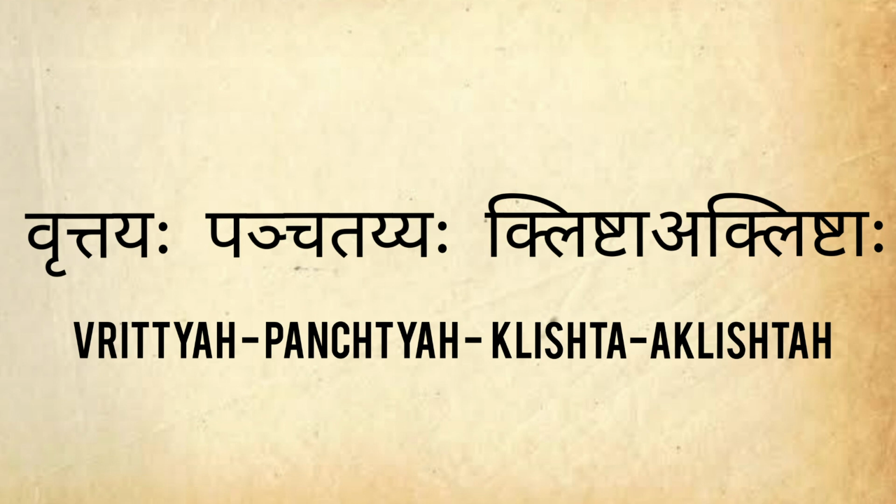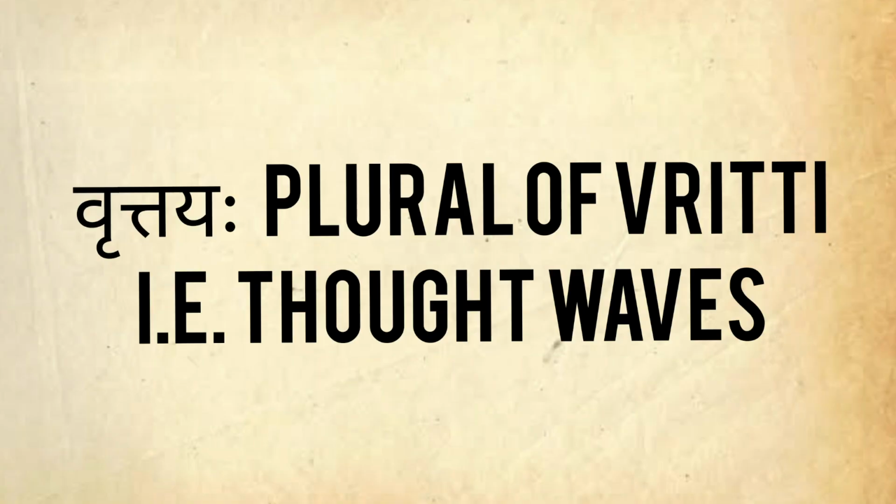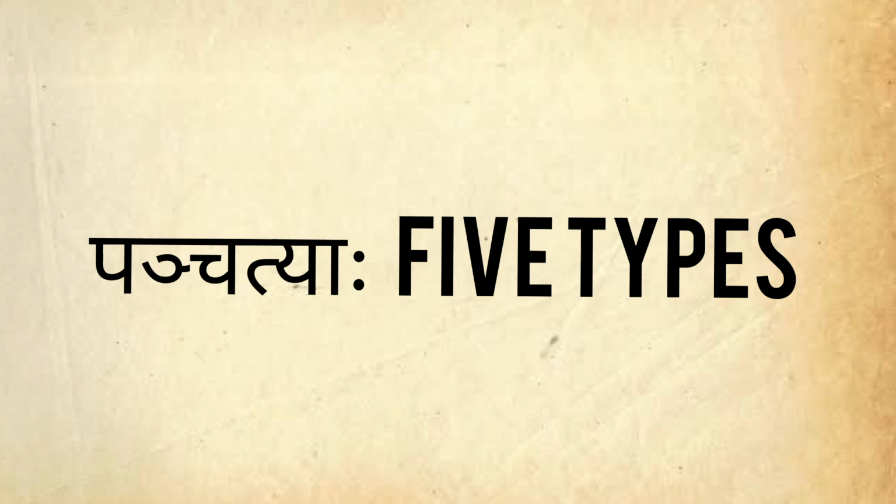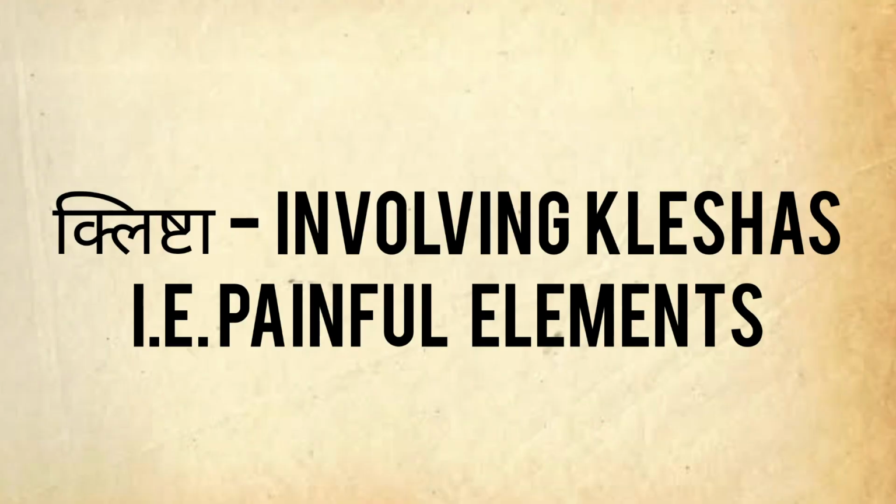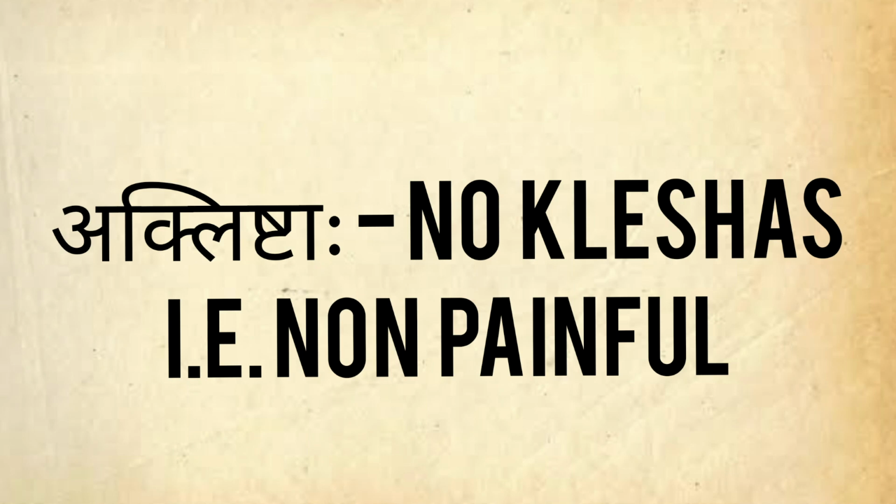So now let's break up each of these words and understand it better. Again, Vritteyaha Panchatayah Klishta Aklishtaha. Vritteyaha means vrittis or thoughts or modifications of thought waves. Panchatayah means 5 types. So there are 5 types of thought waves. And klishta aklishtaha. Klishta means painful or something that produces misery. Aklishta is something that does not produce pain or produces less pain and misery.